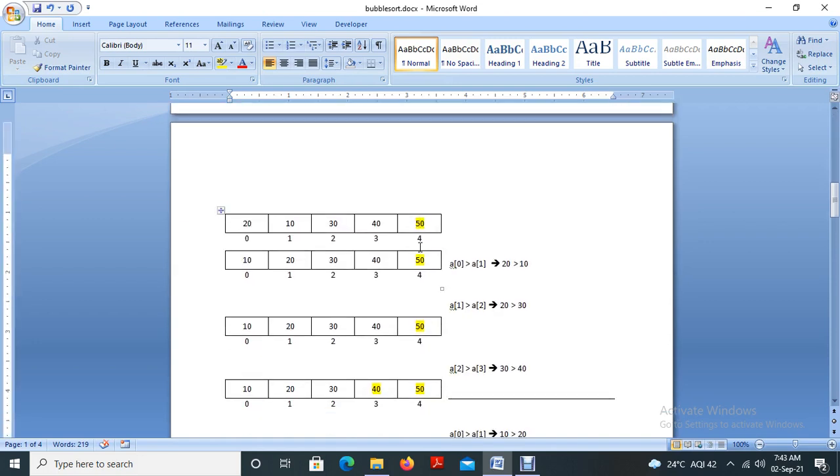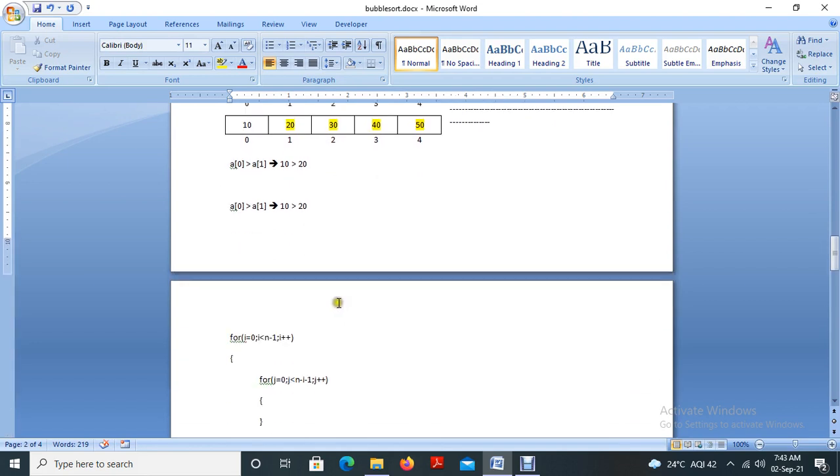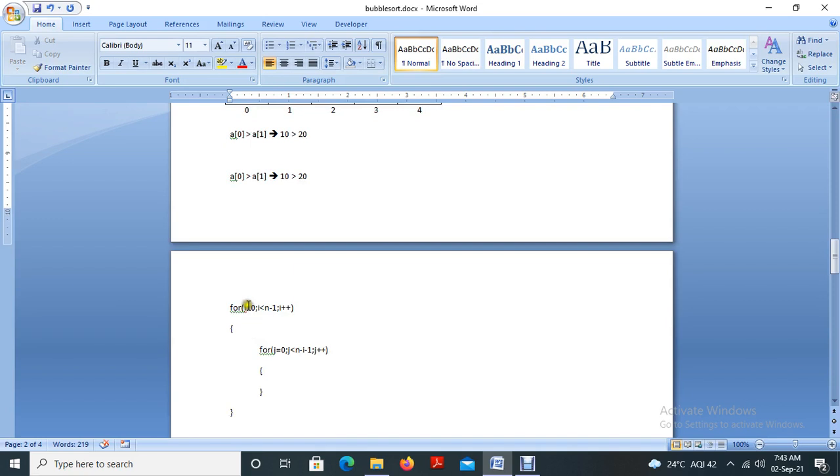Then A0 to A3, second iteration. Then again starts from A0 to A2, okay. Then again A0 to A1, then again A0. So this much of continuous process has to happen. So we can write a for loop for that. So for i equal to 0, i less than n minus 1, okay, then i plus plus. So that many times this iteration may occur. N minus 1 times this iteration occurs.